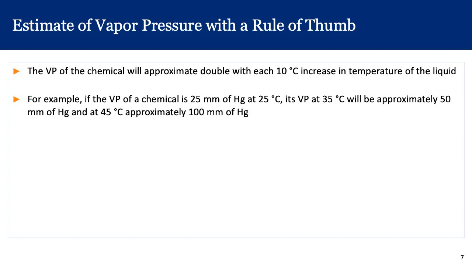You typically always know what the vapor pressure of the chemical is at 25 degrees centigrade. And for many chemicals, these are also in your Excel spreadsheet. And so if you now have to use this rule of thumb at a different temperature, you can just use this doubling rule.